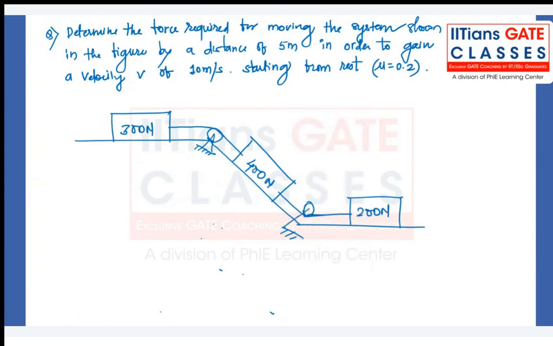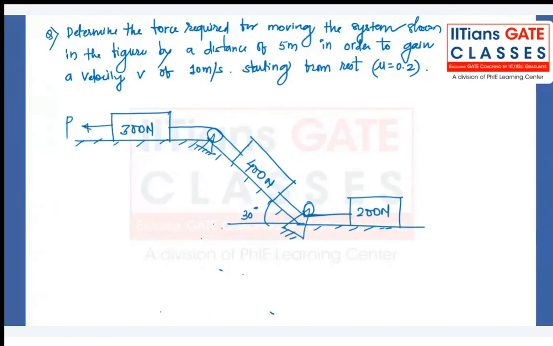Okay, like this, and this is the ground. Okay, and this is making a 30-degree angle with the horizontal, and we are applying force P here. Okay, I'll repeat the question.